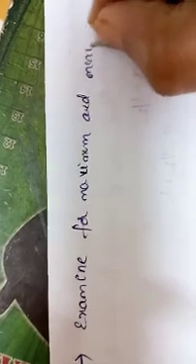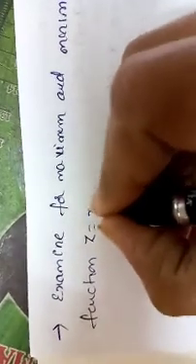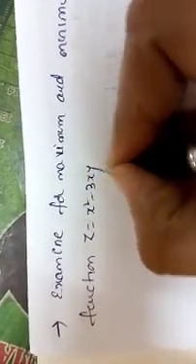Next one, examine for maximum and minimum values of the function z equal to x square minus 3xy plus y square plus 2x. Solution. So the given function is what?